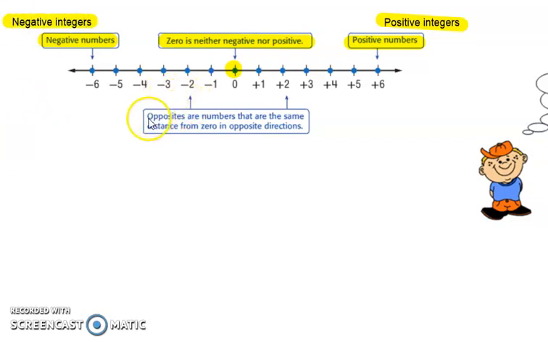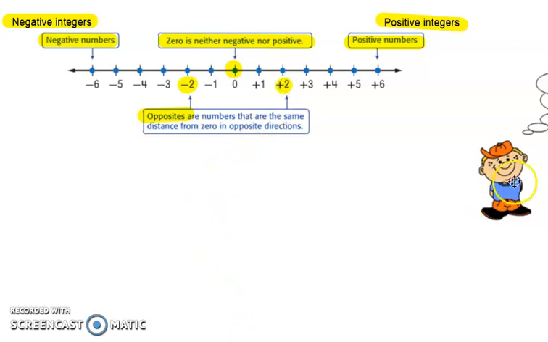And then there's also another term here too, opposites. So when you draw out your number line for your notes right now, go ahead and label it with zero and positive numbers, negative numbers, or integers, and then show where the opposites are. Like negative 2 is the opposite of positive 2.